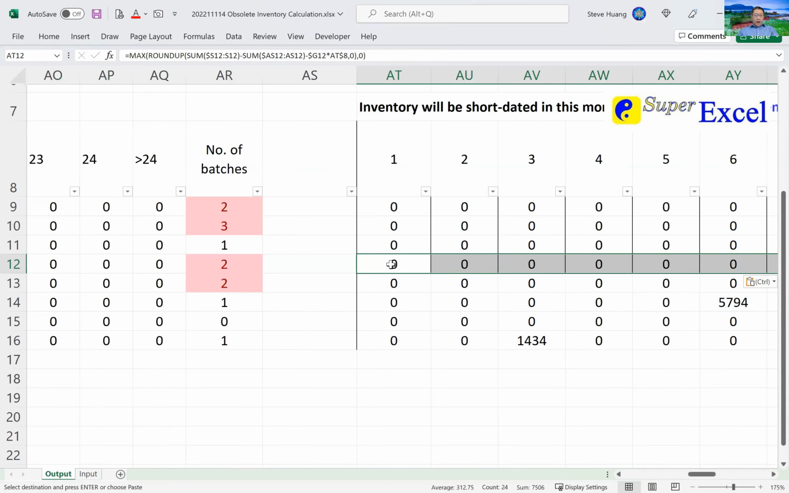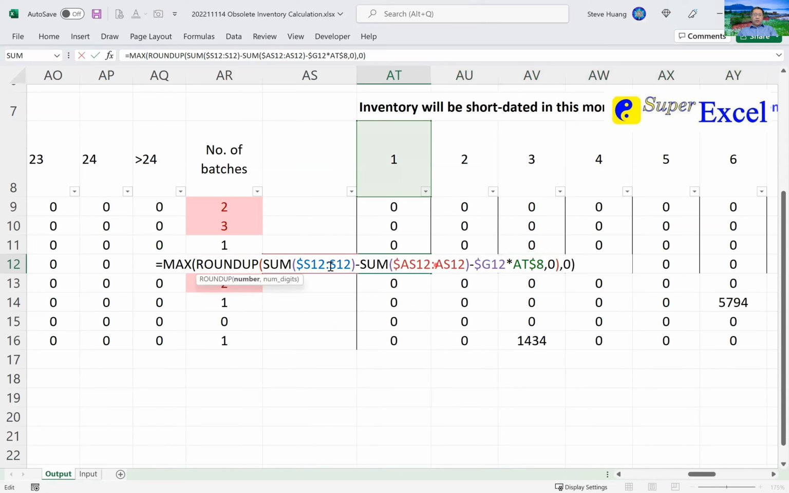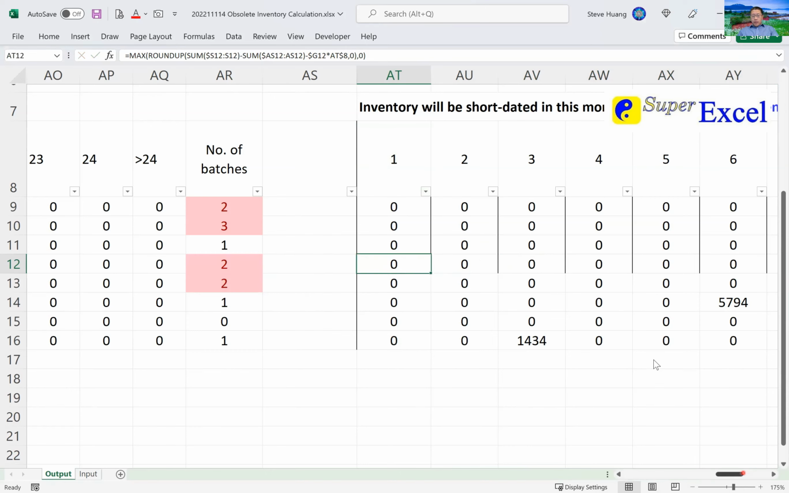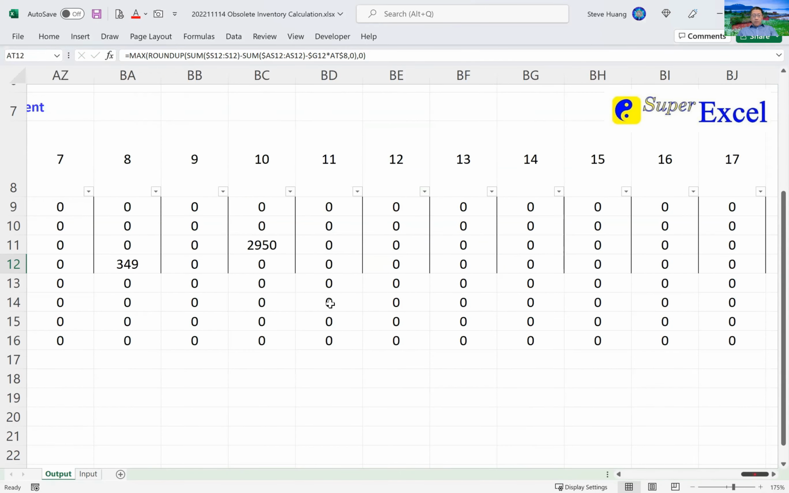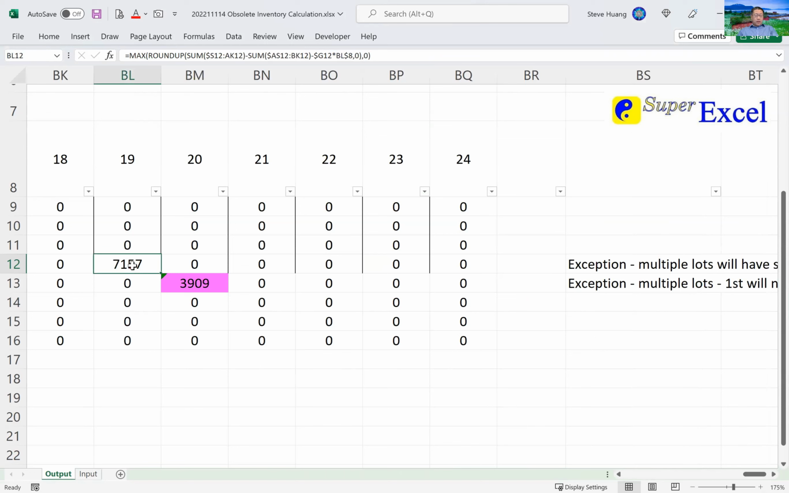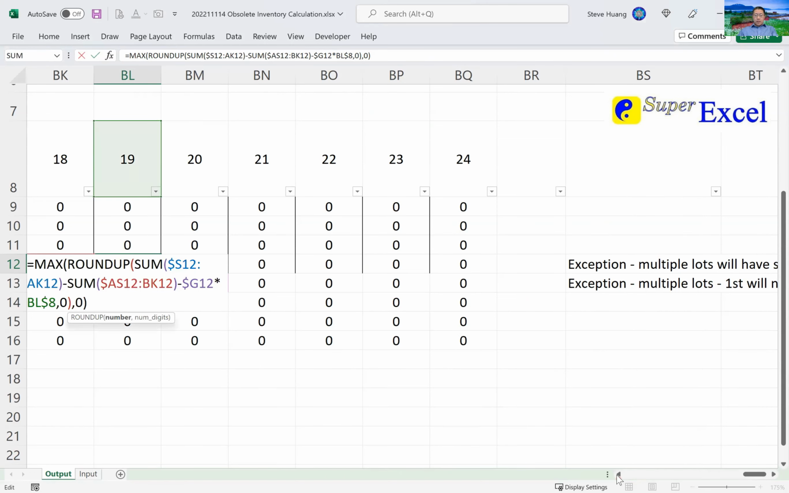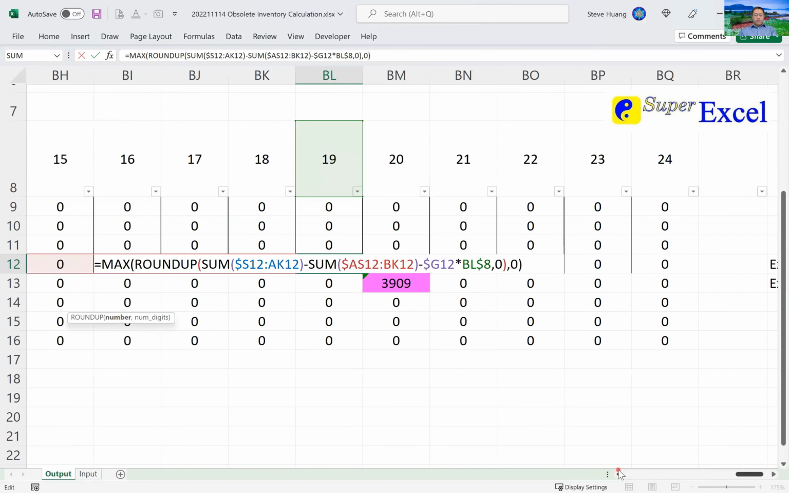Now you will see I don't have any circular reference problem because I'm summing this one cell on my left side. And when I come back to month 19, I'm getting 7157, which is the correct result. So we're using all those weeks of available inventory, but then subtract the number of units to be short dated, then compare to how many we would ship.